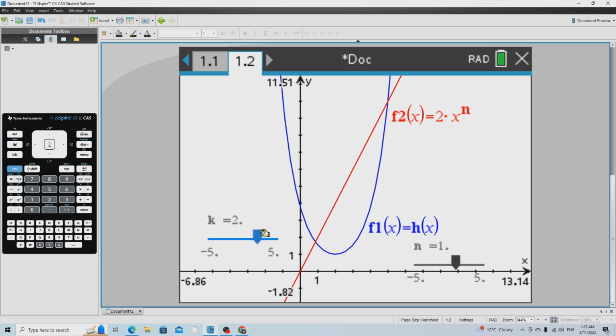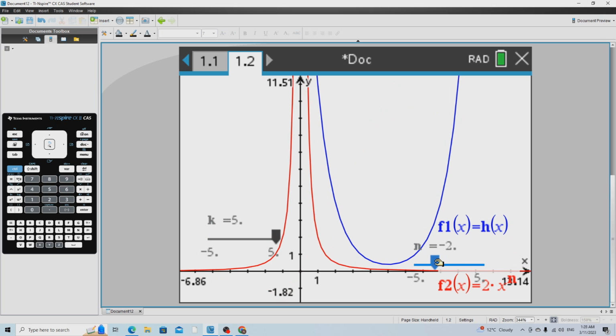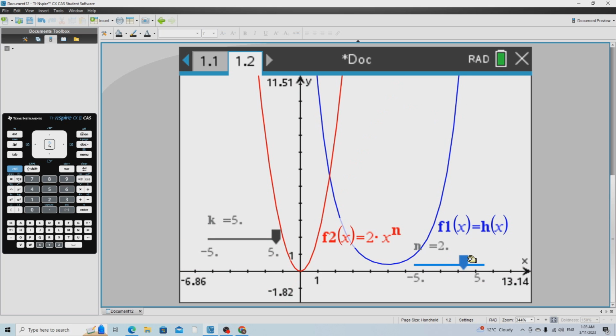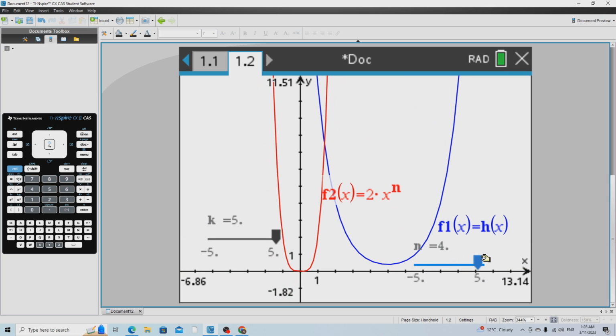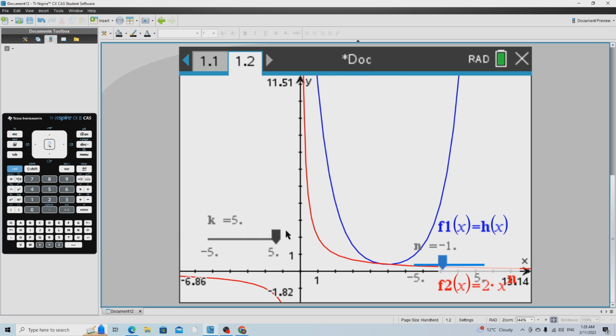So if I just move k, for when k is greater than 0, it just moves like this. And if n is greater, it wouldn't... but if n is less... Look at this. This is perfect, actually.